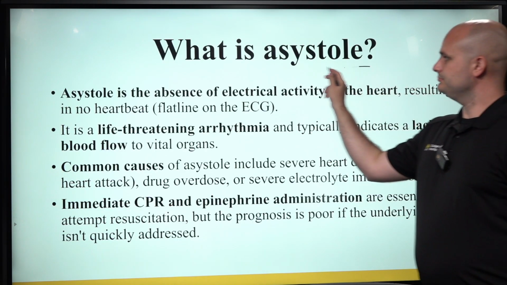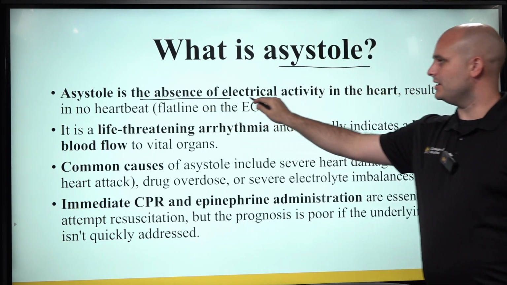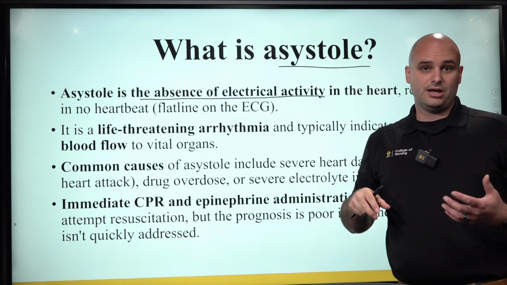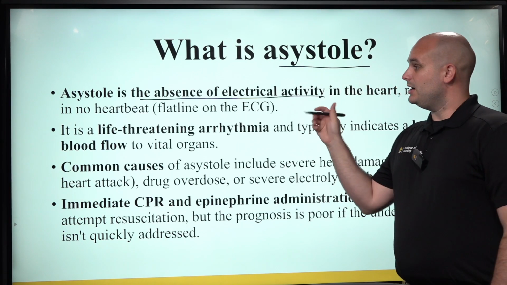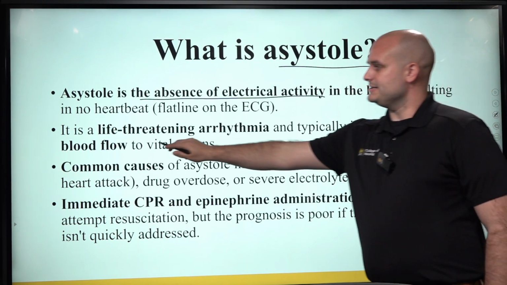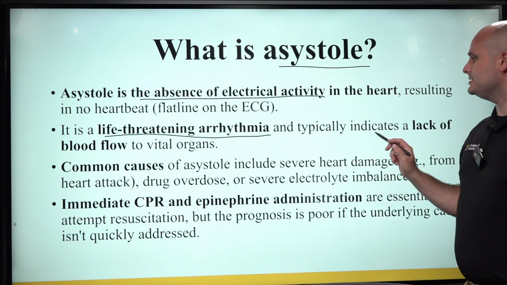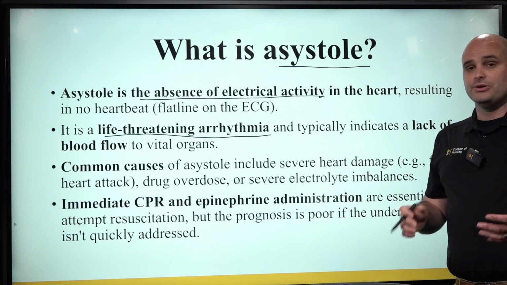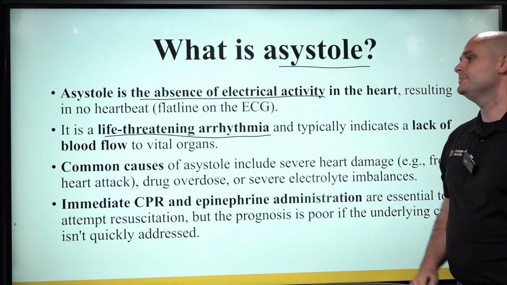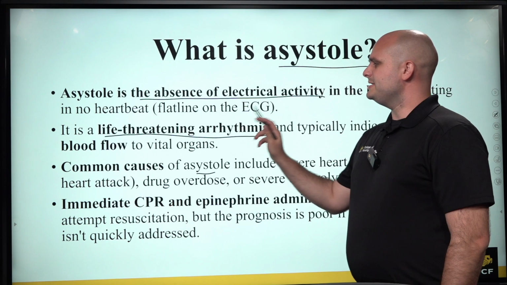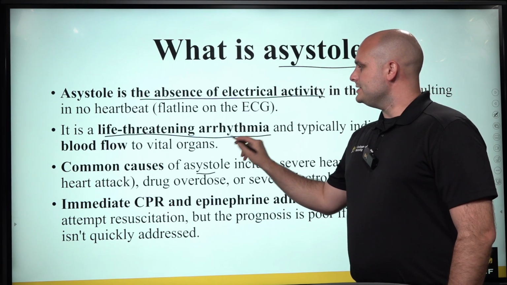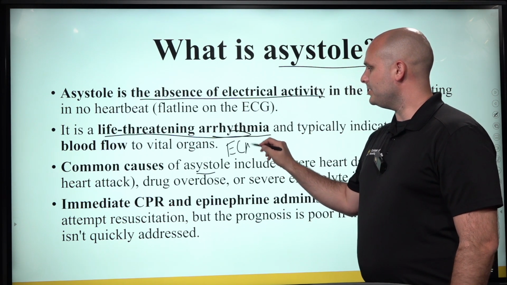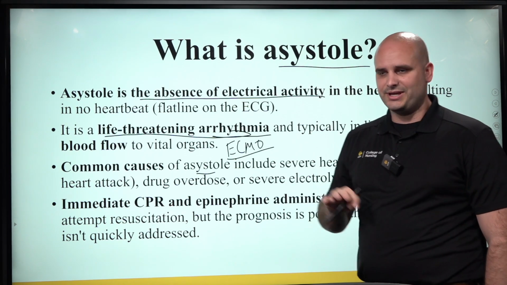So what is it? It is the absence of electrical activity. There is no firing of our myocytes in the heart causing us to have a rhythm. It is a life-threatening arrhythmia and typically indicates a lack of blood flow. Always indicates a lack of blood flow. There's no blood flow when a patient has no rhythm. The only time you can have a lethal arrhythmia and still have blood flow is if your patient's on ECMO, but that is very advanced.